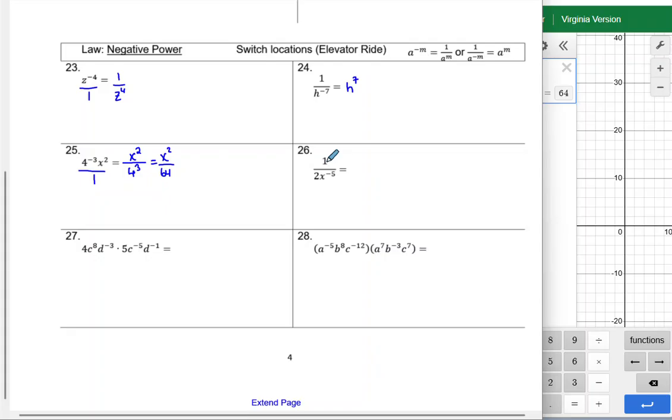Okay. All right, this one's a little tricky. So the negative 5 is only on the x. It's not on the 2. So the 2 stays in the denominator. The 1 stays up there. There's no negative. The 2 stays in the denominator, and only the x to the 5th goes up top. Let's clean this up. So 1 times anything is itself. And there you go. That's it.